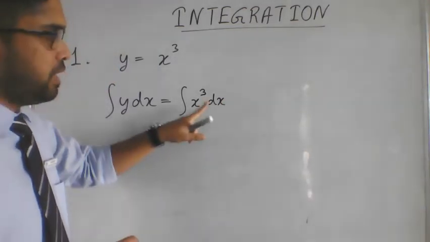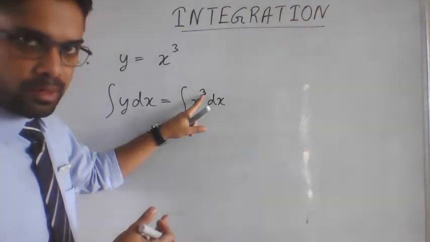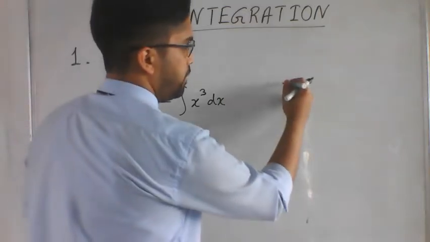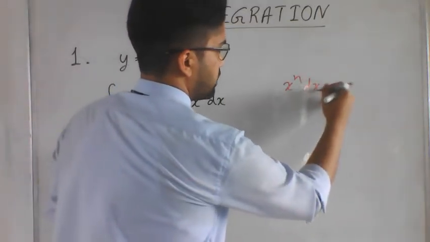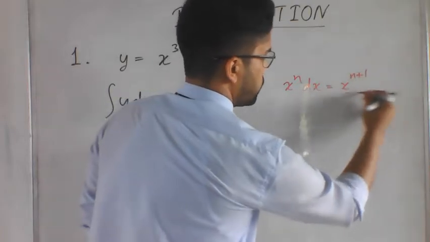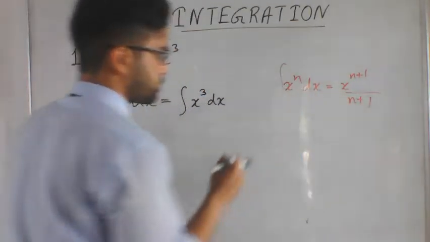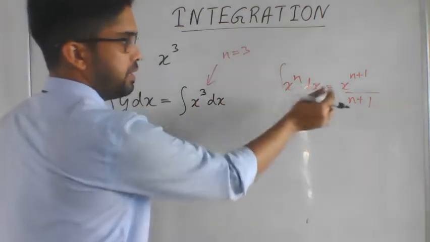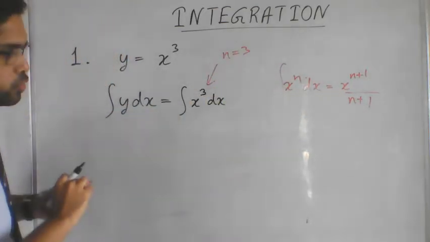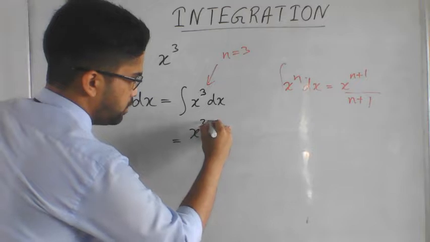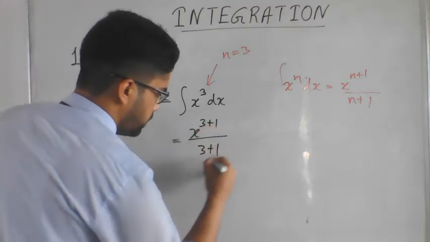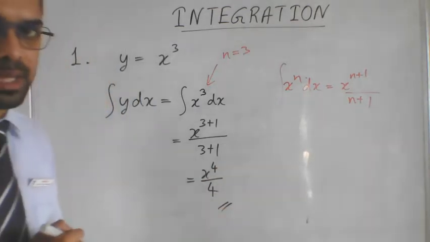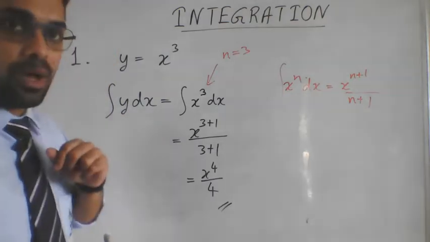As we saw in the formula, the power is increased by 1, and in the denominator we'll have n plus 1. In the formula we had x raised to the power n dx equals x raised to the power n plus 1 by n plus 1. In this problem n is equal to 3. So we'll get x raised to the power 3 plus 1 by 3 plus 1. This will be x raised to the power 4 divided by 4. So that is our answer. Quite simple, right? Let's see one more example.